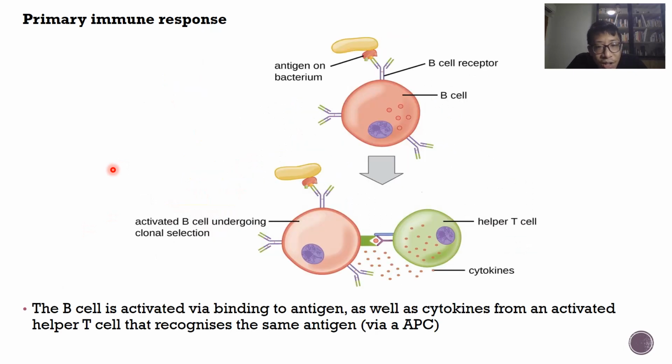So here is a diagram showing how the activation of the naive B cell occurs, with both the binding of the antigen on the pathogen to the B cell receptor, which is a membrane-bound antibody, as well as cytokines from an activated helper T cell. This one we have discussed earlier in a previous lecture, so here is just a reminder.